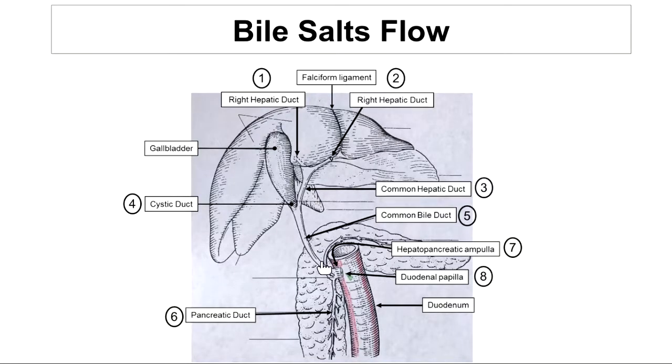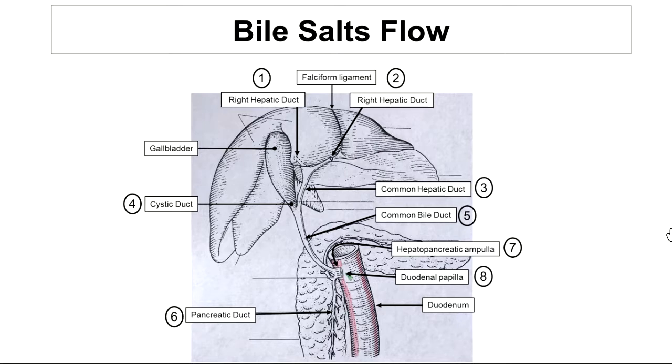The common bile duct number 5 joins to number 6, a pancreatic duct, to form a swollen vessel called number 7, hepatopancreatic ampulla, which empties into the duodenum by number 8, the duodenal papilla. So I've got your picture labeled for you, and you can just go through that sequence again in the same order. It even points out the falciform ligament up there. Remember, the falciform ligament is attached to the diaphragm and the anterior abdominal wall to help support that liver.